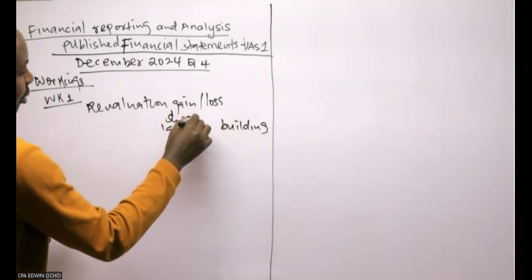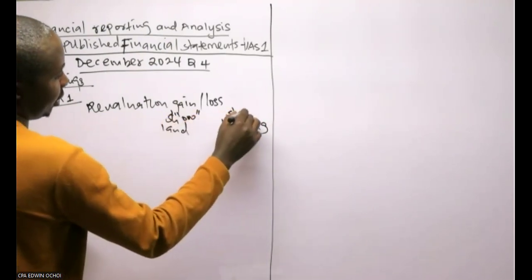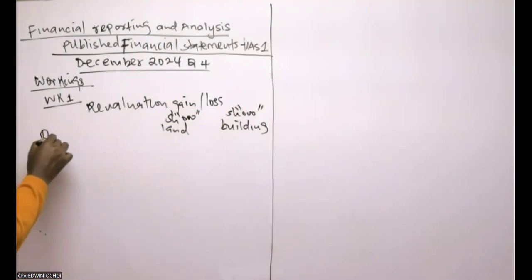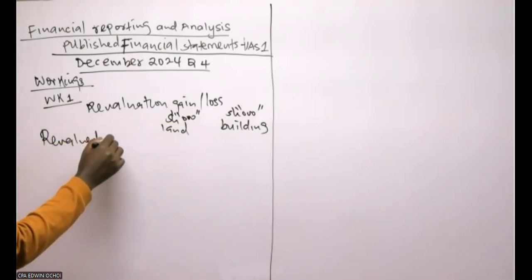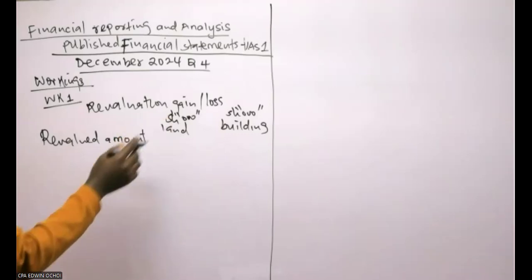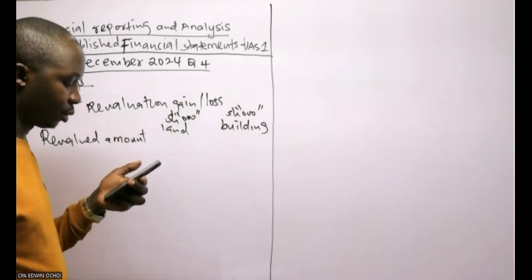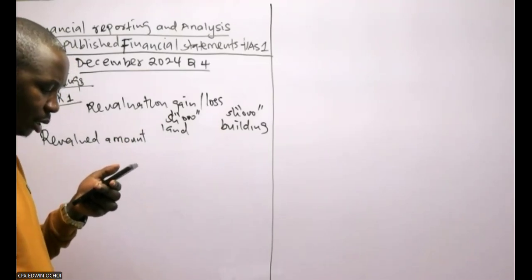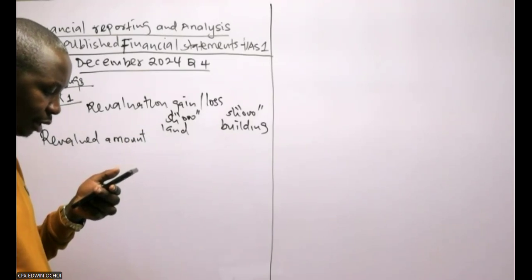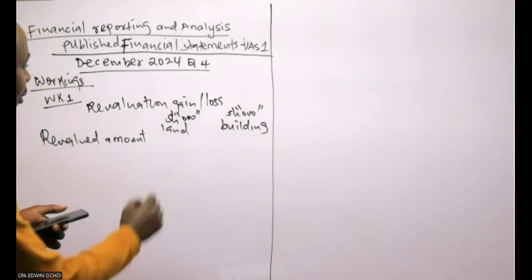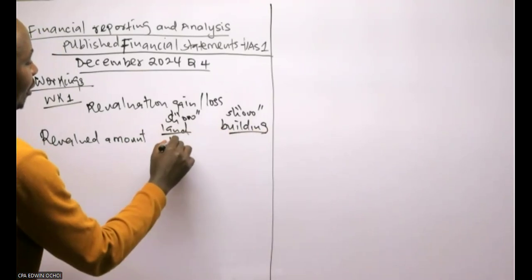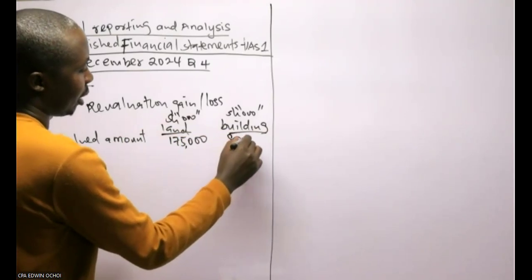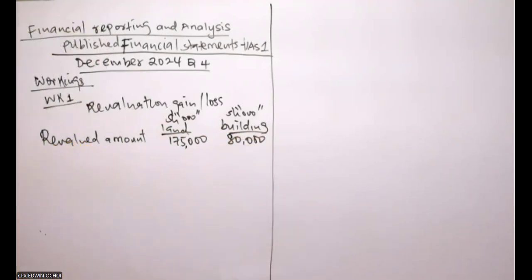So shillings in thousands. Remember that we start with the revalued amount. These two were revalued, that is what they said. The land and buildings were provisionally valued at 175 and 80 million respectively. So this one is 175,000, and this one is 80,000.